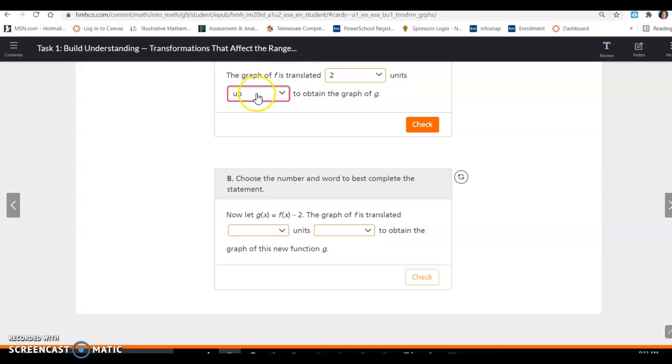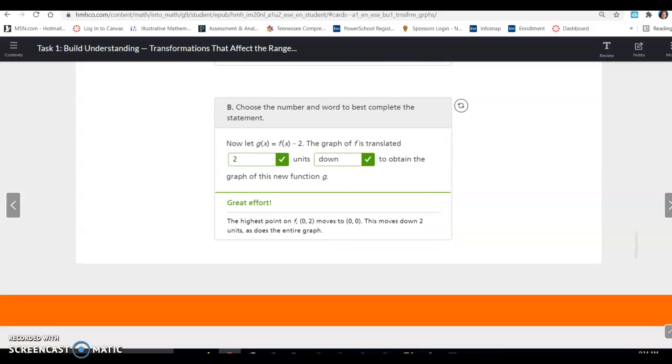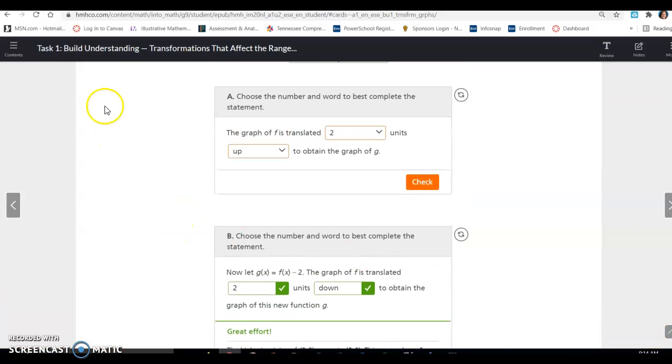Now it says choose the number and word to best complete the statement. Now let g of x equal f of x minus 2. So now we're looking at a different function. g of x is going to equal f of x minus 2. The graph of f is translated 2 units down. Minus 2 means it goes 2 units down to obtain the new function g. That's all for this example. We're going to move on to task 2.